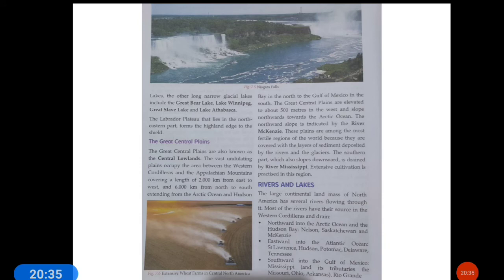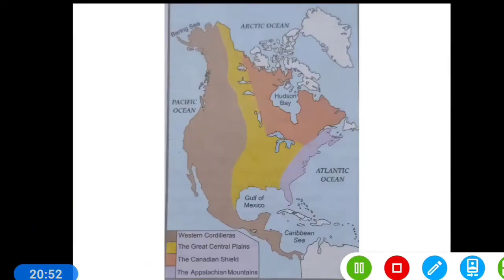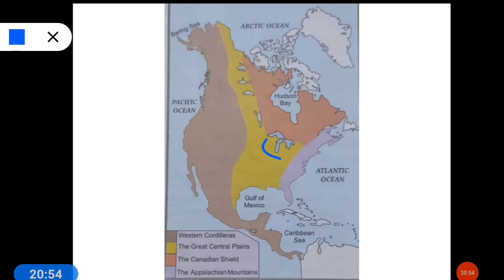And the southern part of this plain also slopes downward and is drained by the river Mississippi. Toward the southern side there is a river called Mississippi, which is one of the largest river systems of North America. The Mississippi River drains the southern part and flows into the Gulf of Mexico.